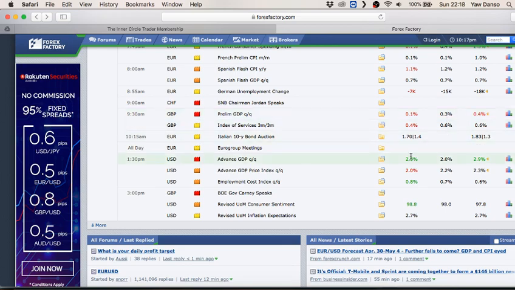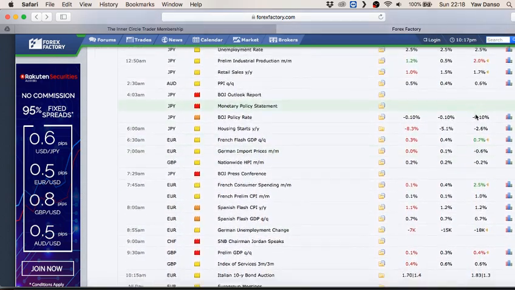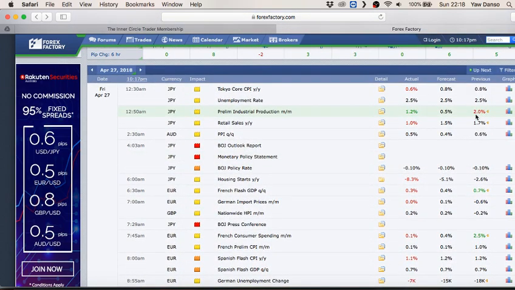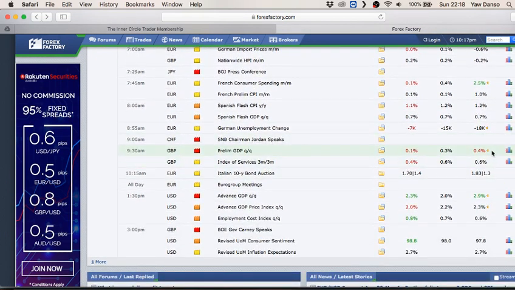Okay, so the forecast was, there was actually a lot of news on Friday. So the forecast, the previous, and the actual, you can see them. So this is the forecast. This was the previous, and this is the actual one.